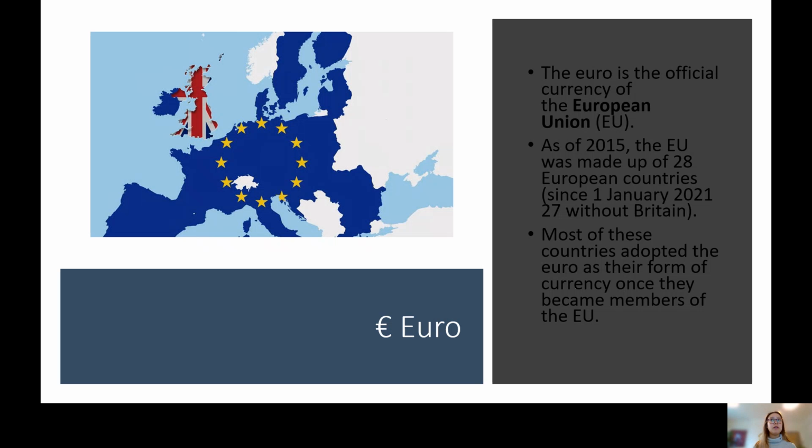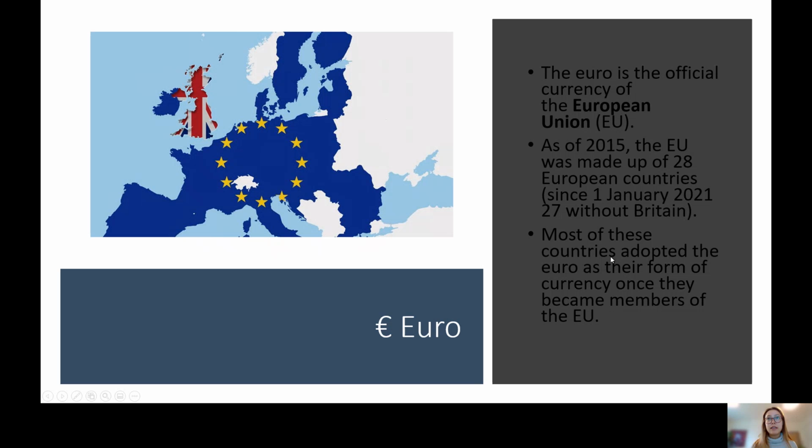So the EU was made up of 28 countries, and since the 1st of January, it's now made up of 27 countries without Britain. You see on the map here, all the blue countries are part of the European Union, the EU, and we see this is the UK with the Union Jack on it. That is now no longer part of the European Union.